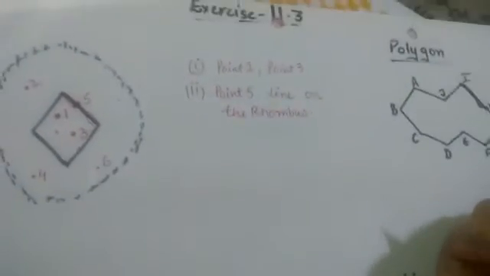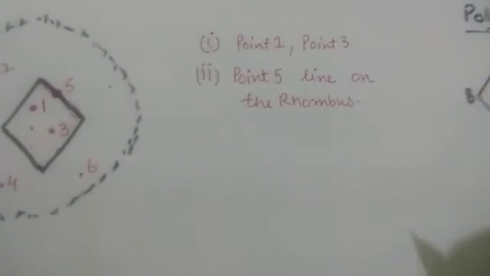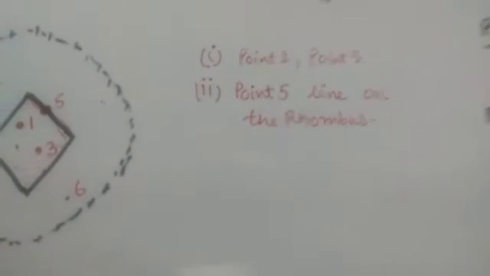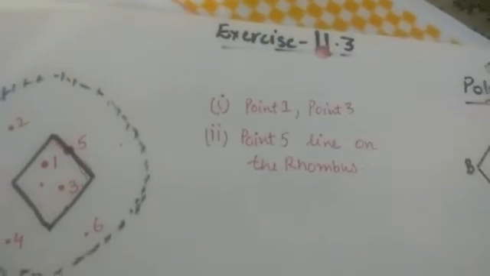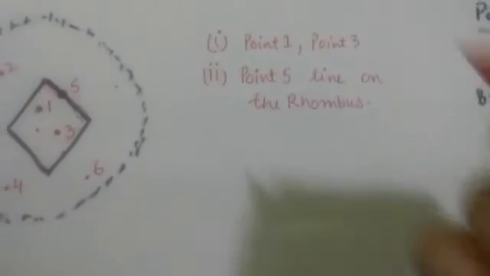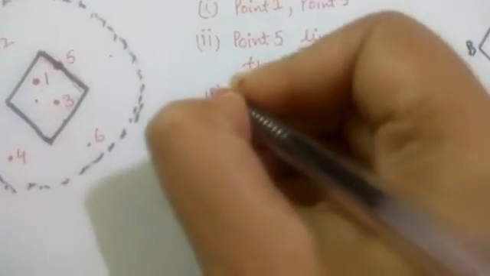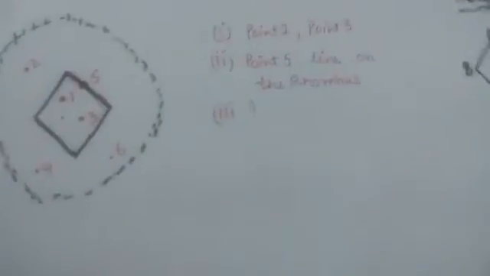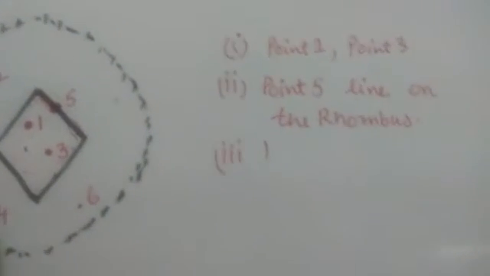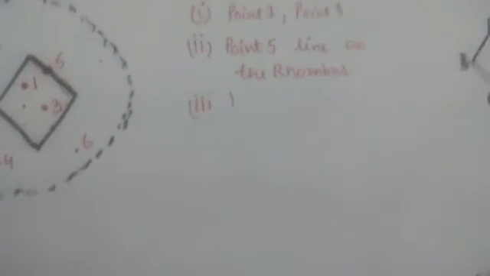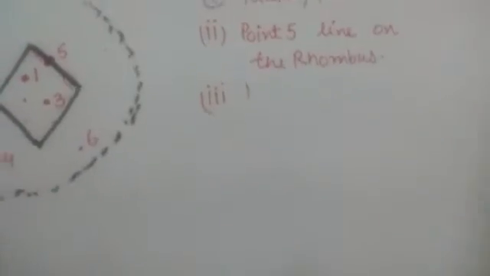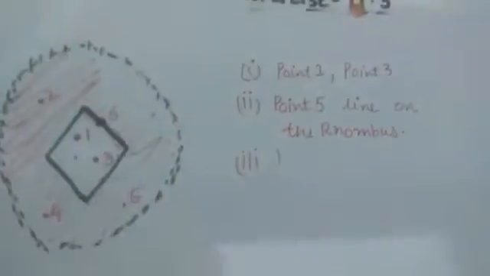Get it? So the third question is, which part denotes the exterior of the rhombus? Exterior means outside. Which part lies outside the rhombus? This part lies outside the rhombus. That I am shading now. You can see which part lies outside the rhombus.